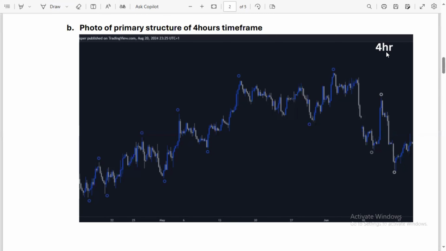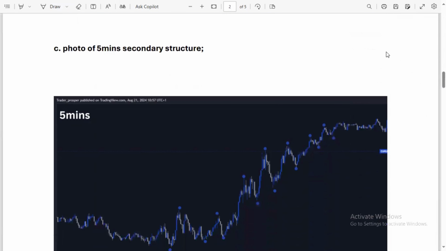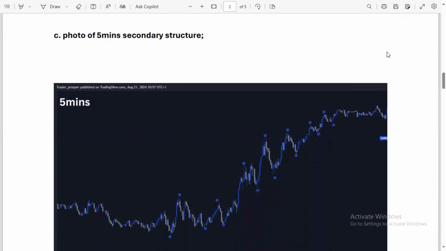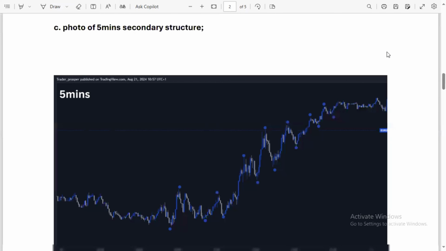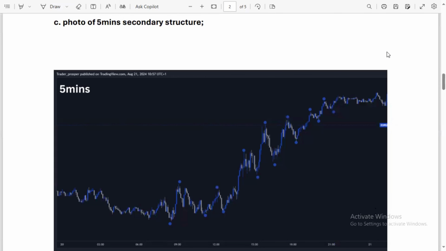All right, guys. So let's go to the next one here. The photo of a 5 minutes secondary structure. Like I said before, the secondary structure is marked on a lower time frame. Now for me, I do stick to the 5 minutes chart because that is where I look for entry as an intraday trader. If I identify my primary structure on my higher time frame, I will come down to my 5 minute time frame, or whatever lower time frame I want to look for an entry. I need to understand the concept of the secondary structure.